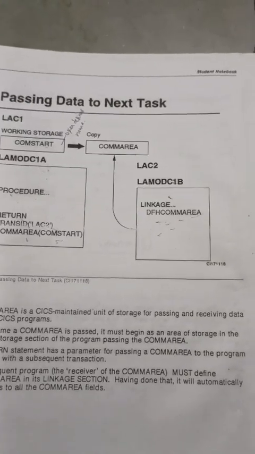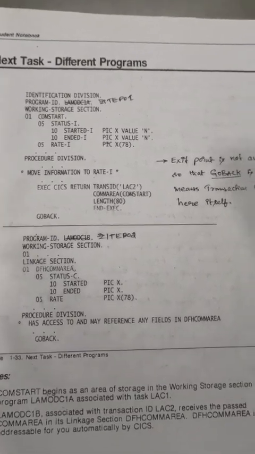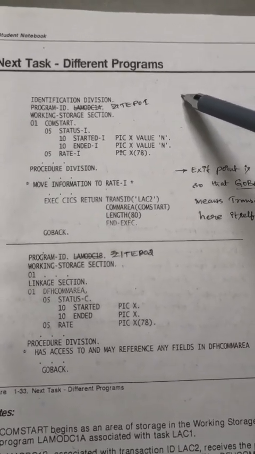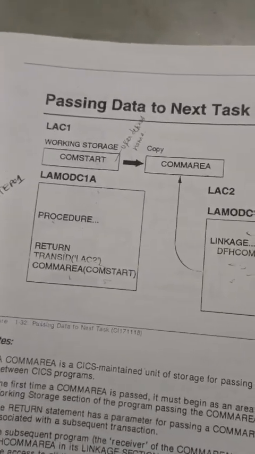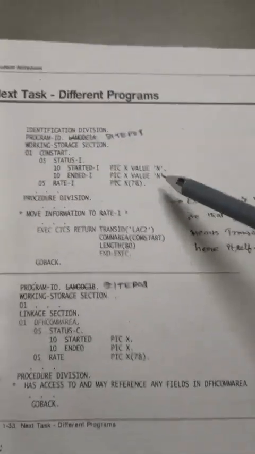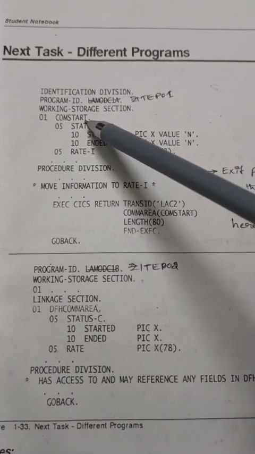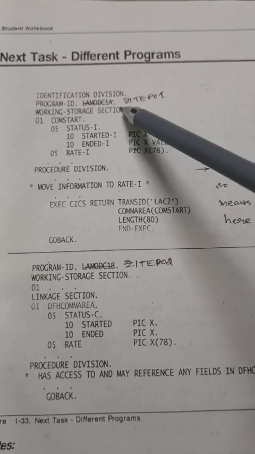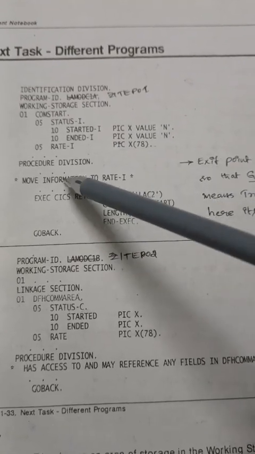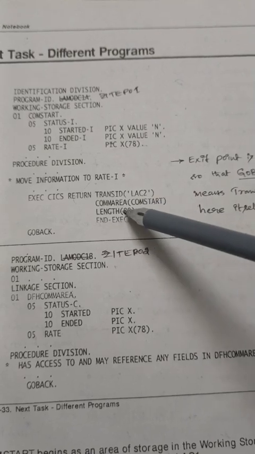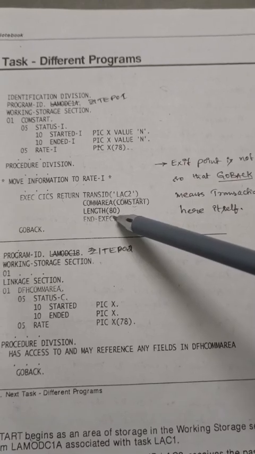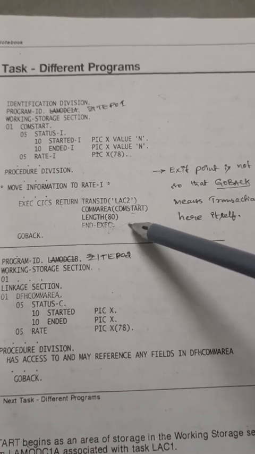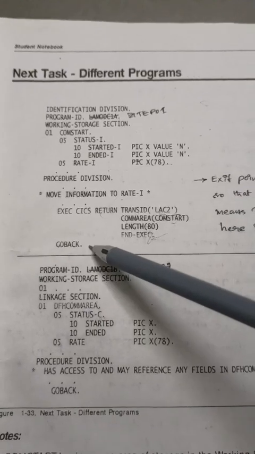This is the basic logical overview, and we can see how the system codes this in the program. This syntax is for the pseudo-conversational program. Earlier I coded COM-START in the working storage section of the LA1A program. This is how the syntax works. In the procedure division, RETURN TRANSID, I am passing a COMMAREA and returning with a new transaction ID, and the length is 80.